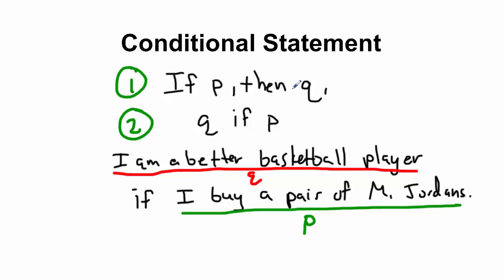So it could be an if-then statement, or it can be in this type of format where it says Q if P. So here's my Q, represented by I'm a better basketball player, if, and here's the P. This is my hypothesis, here's my conclusion. So just be on the lookout for the other format. And then there you go, you have two different types of conditional statements.